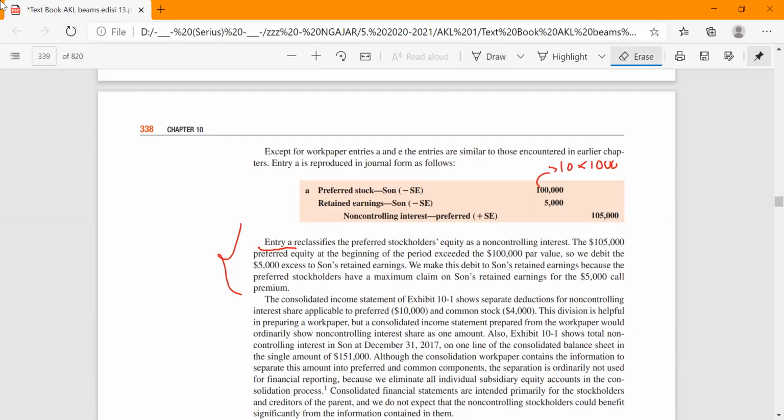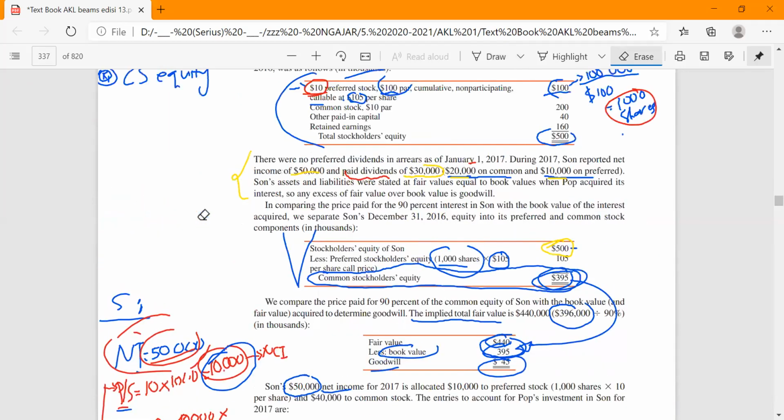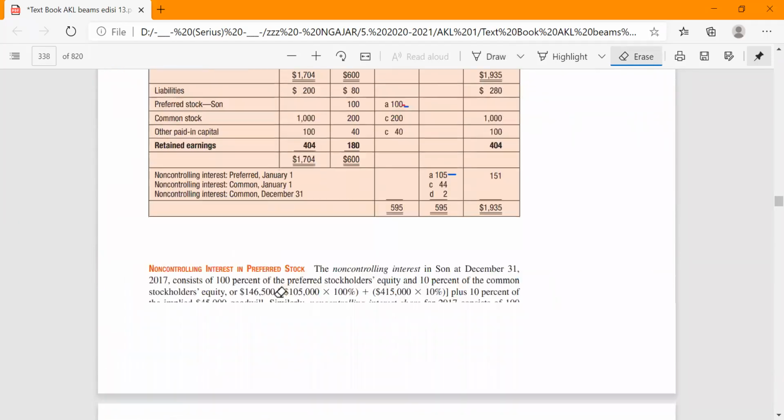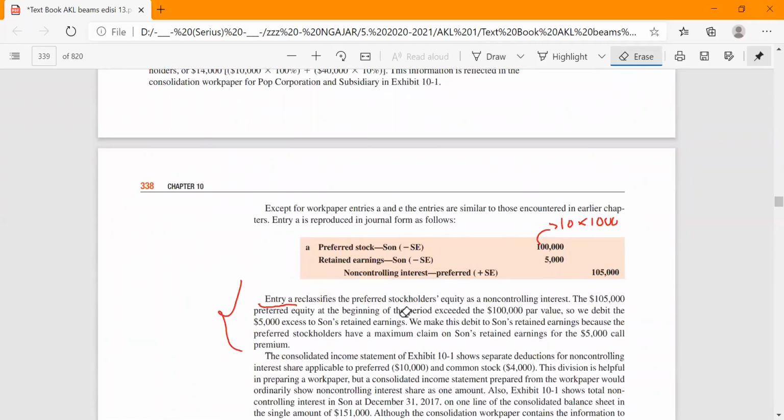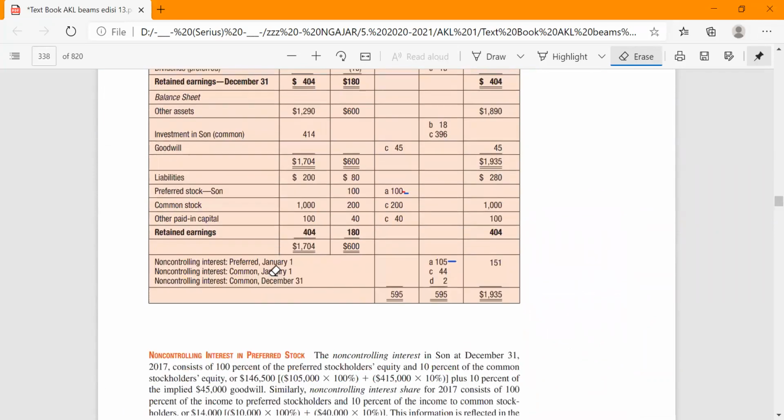And then, because the callable price is this number, it exceeded the fair value total. So we debit the $5,000 excess to S's retained earnings. So for retained earnings we debit $5,000. Okay, so this is the purpose of the elimination journal entries for number A. I mean the consolidated journal entries for number A.